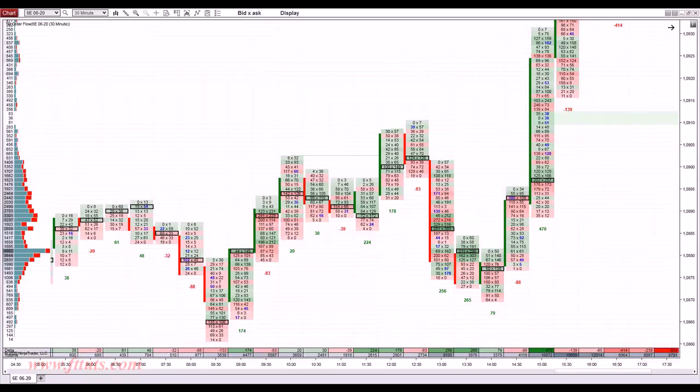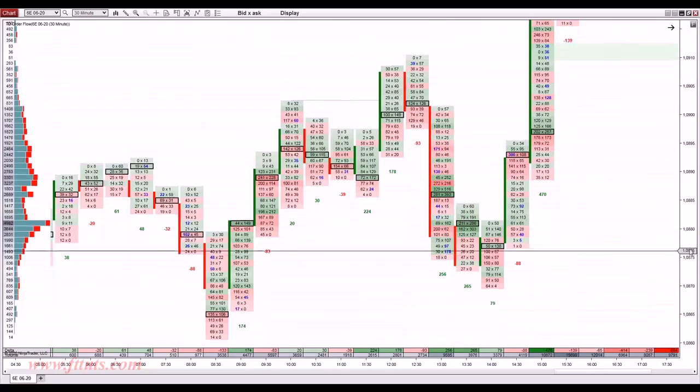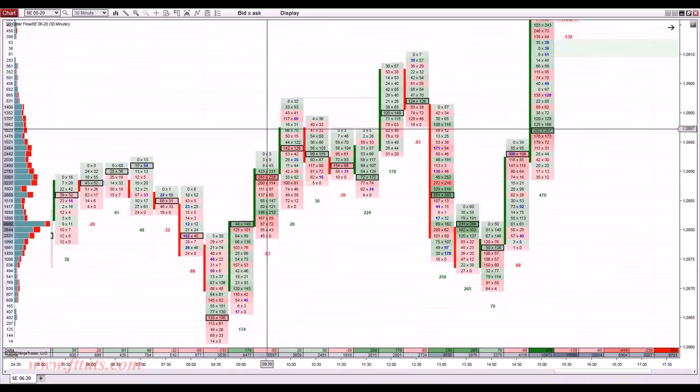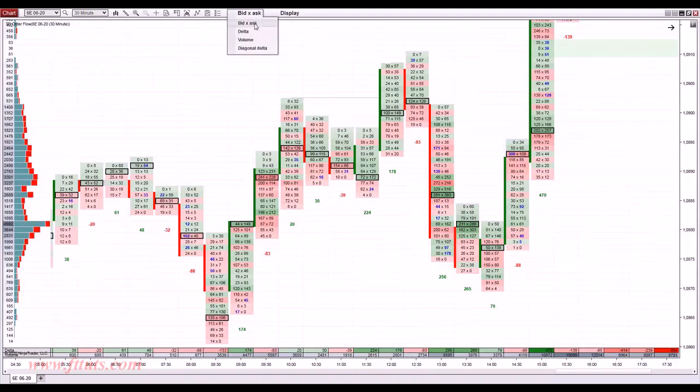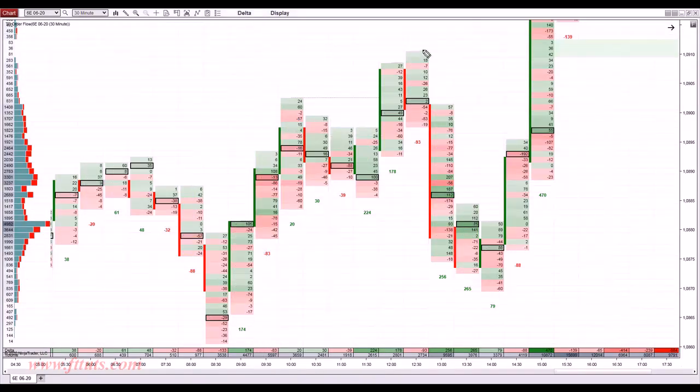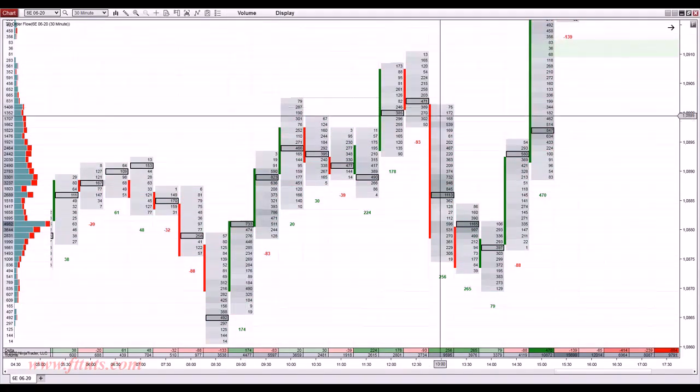Alright, now another thing I want to cover is the content of the cells. You can change the content in here. Now it shows bid and ask, but it can also show you delta, the difference between bid and ask. If it's green, then there were more buyers than sellers. If it's red, there were more aggressive sellers than aggressive buyers. I'm not really using this one too much, but what I really like to use is the volumes.